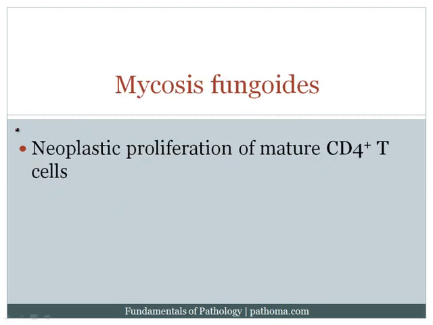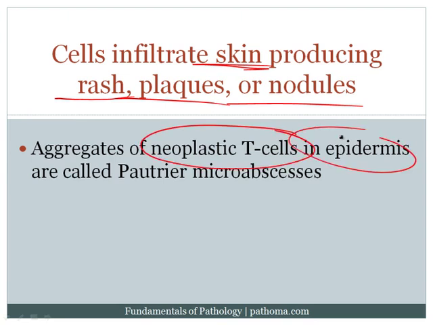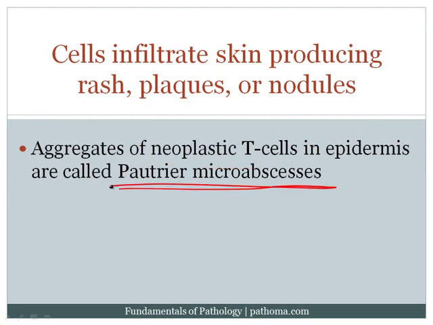Mycosis fungoides is another sort of chronic leukemic process in which the patients get a neoplastic proliferation of mature CD4 positive T cells. Again, mature CD4 positive T cells like to go to skin, and so the cells will infiltrate the skin and they produce a rash or plaques or nodules, usually multiple throughout the body. If a biopsy was performed, we would see these neoplastic T cells in the epidermis, and it's very important to know that these are called Pautrier microabscesses. So if the patient's got accumulation of neoplastic T cells in the epidermis, we call that a Pautrier microabscess.